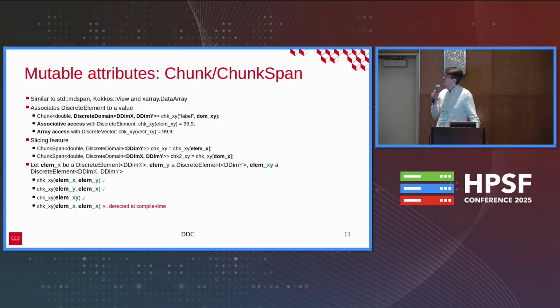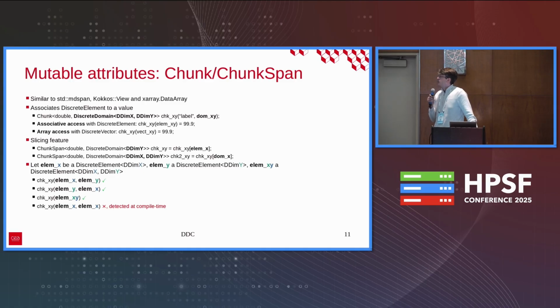If we focus on the mutable attributes, we introduce two containers, chunk and chunk span. Chunk will be an owning container and chunk span a non-owning container, similar to mdspan. And they behave similarly to the xarray.DataArray structure container. The idea is that we associate to any discrete element in a domain some data. So for example, we have the chunk example where we allocate some double data over a discrete domain, a contiguous set of discrete elements on a domain that is called domxy.